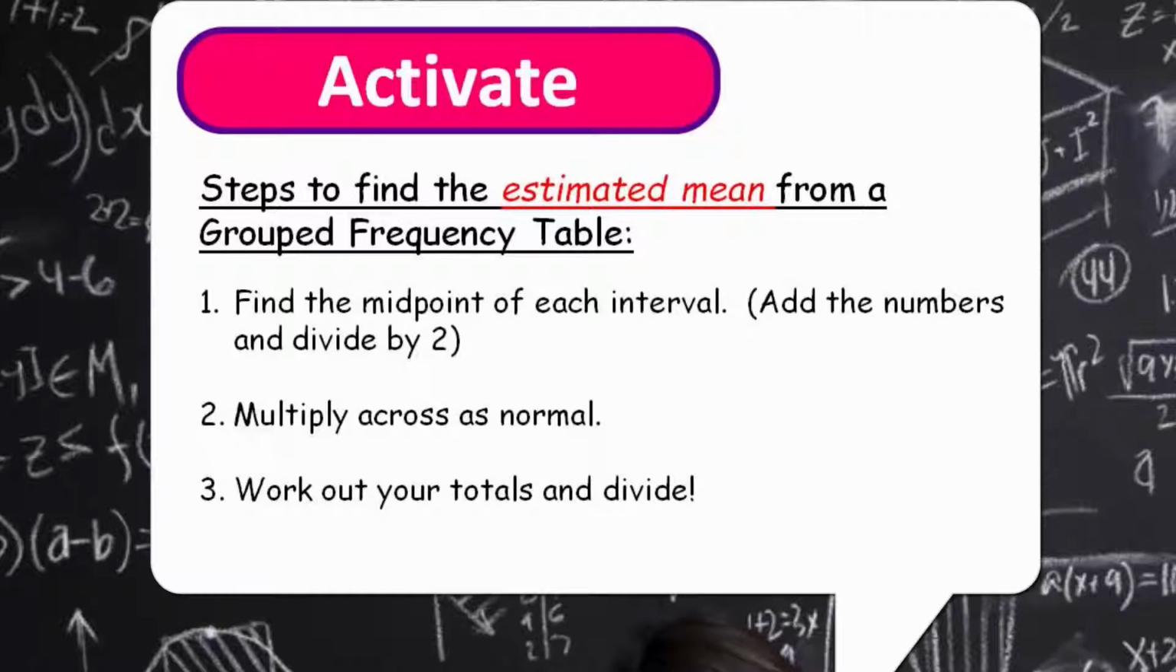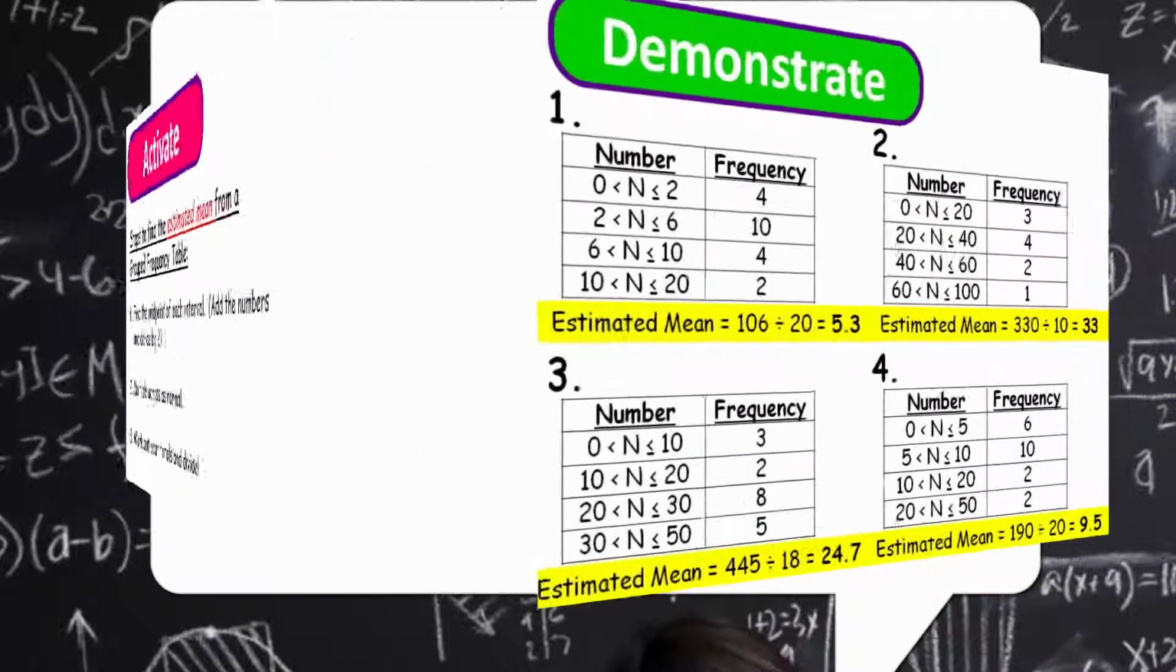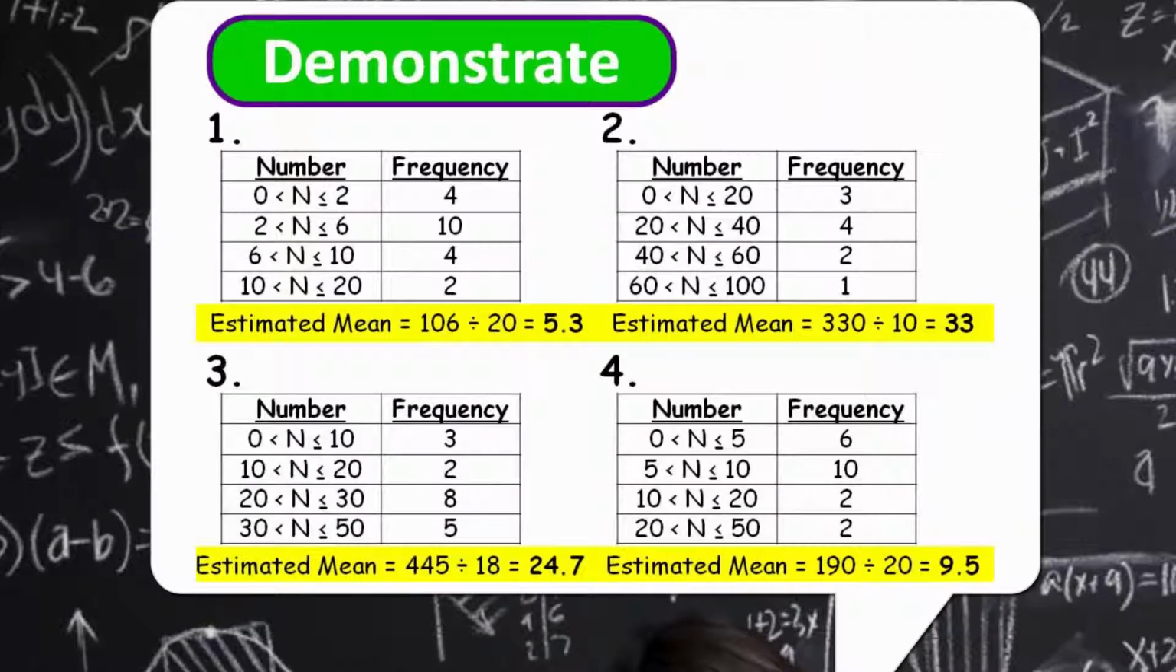So, in summary, to find the estimate of the mean, you find the midpoint of the class interval. If it is not obvious what the midpoint is, you just add them up and divide by 2. You multiply the midpoint times the frequency, and then you add your frequency column and your last column up, and then divide them. Here are some examples for you to try. Give them a go and then press play to see the answers.